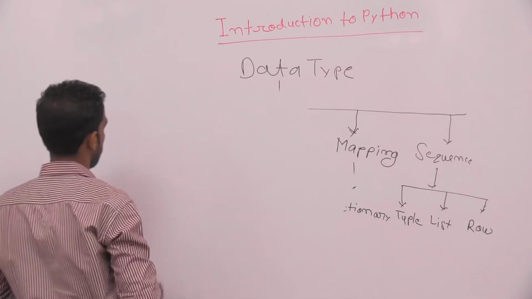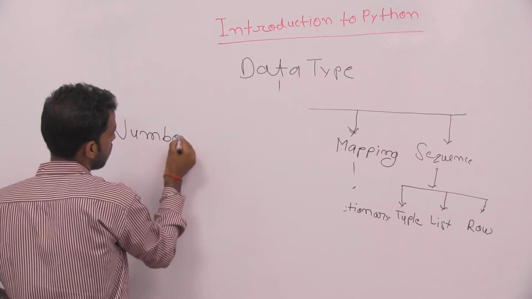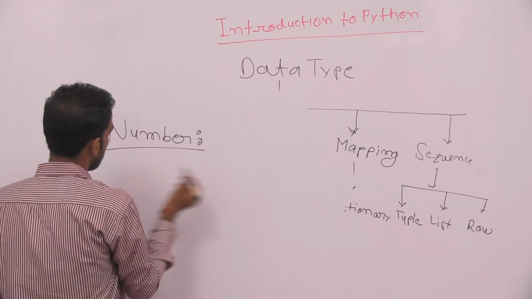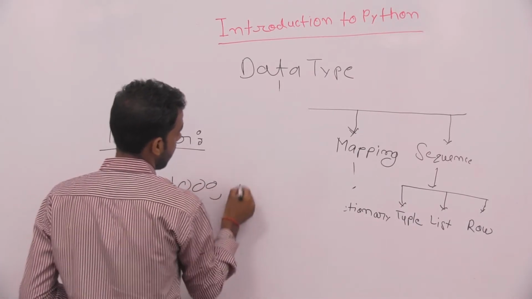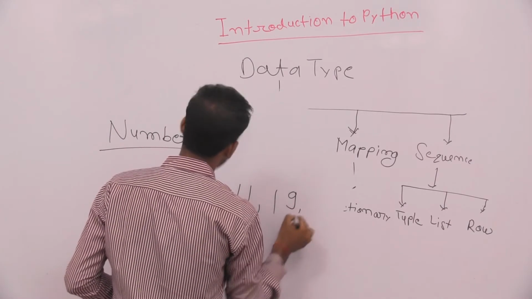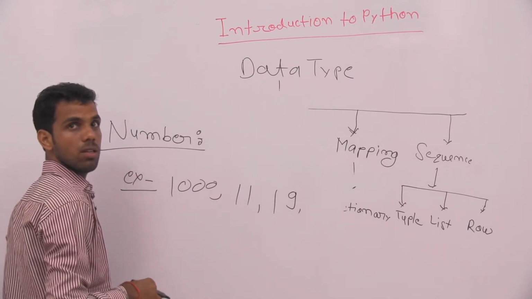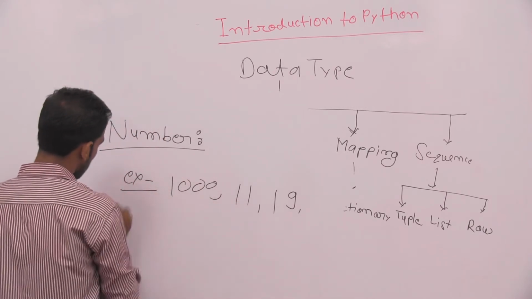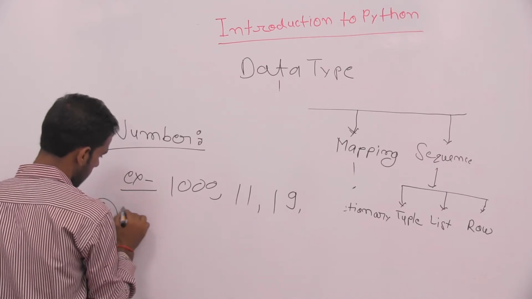First is number data type. Number data type is used to store numeric values. Numeric means, for example, 1, 1001, 19. These are all numeric values. So number data type is used for numeric values. It is also subdivided into three parts. First one is integer.